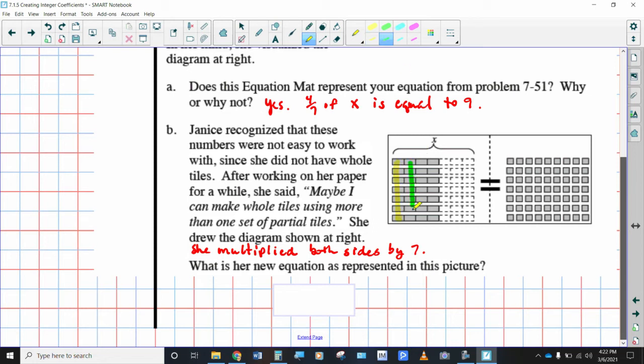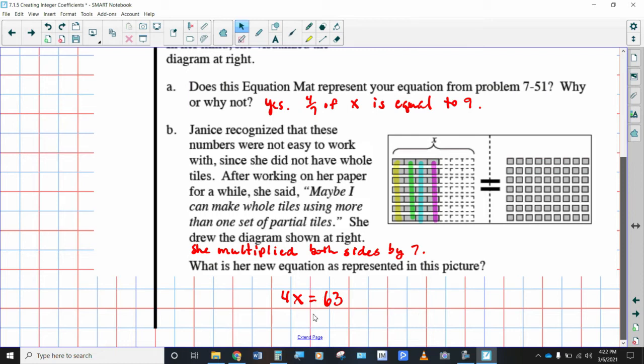This is a second x. This is a third x. And this is a fourth x. And here you've got a total of 9 times 7, a total of 63. So after multiplying both sides of this equation times 7, you get 4x's is now equal to 63.